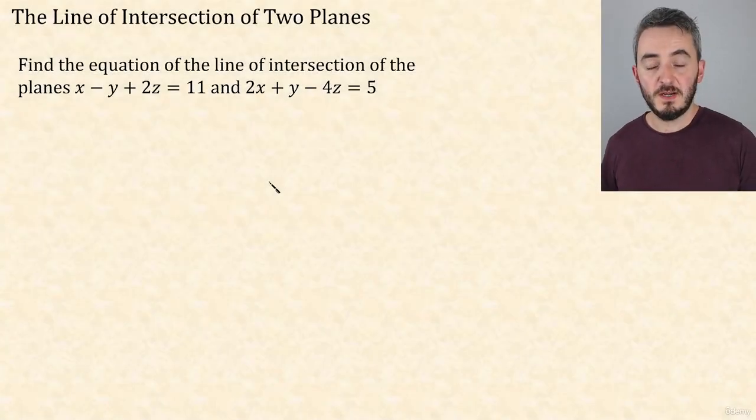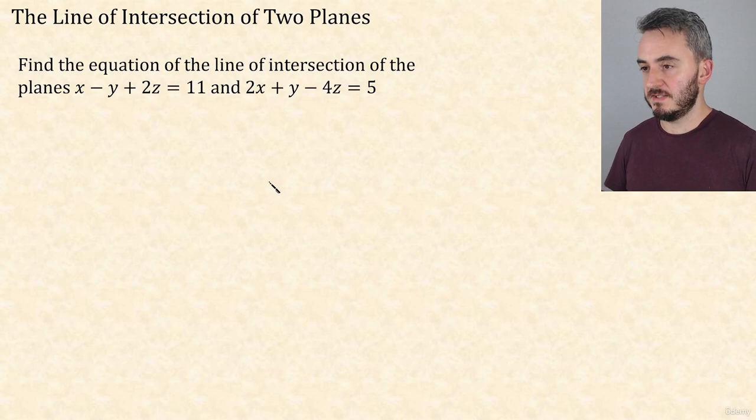In this video, we're going to learn how to find the line of intersection between two planes. So, for instance, find the equation of the line of intersection of the planes x minus y plus 2z equals 11 and 2x plus y minus 4z equals 5.